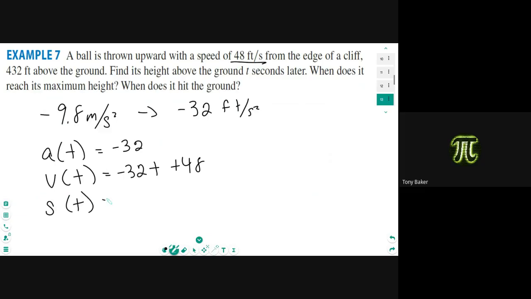Now, what's my position? Negative 16t squared plus 48t plus 432, because we start off 432 feet above the ground. That's where the negative 16 came from. The constant of gravity.